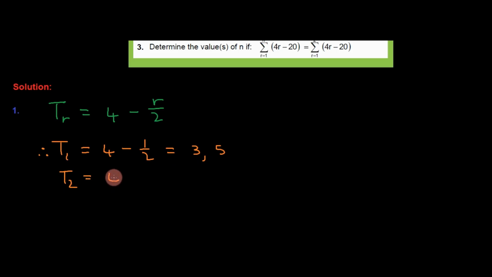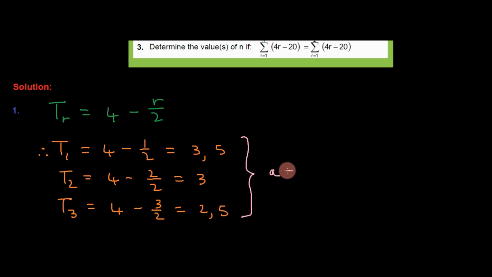Term 2 is 4 minus 2 over 2, which is 3. And term 3 is 4 minus 3 over 2, which is 2,5. From this, we can see the values of a and d. A is the first term, that's 3,5. And d is the common difference. We can take term 2 less term 1. 3 minus 3,5 is minus a half.